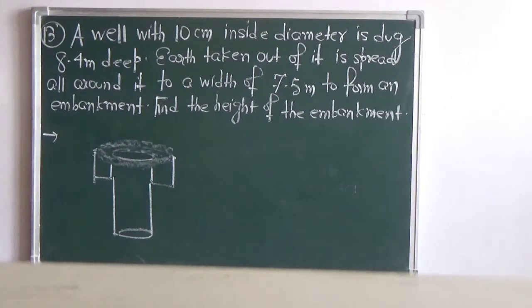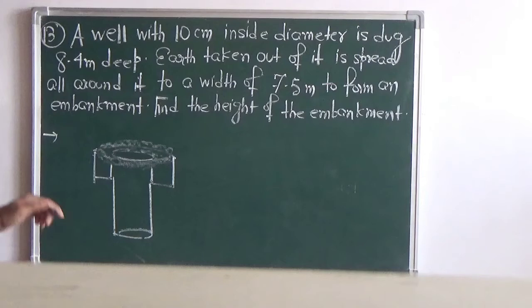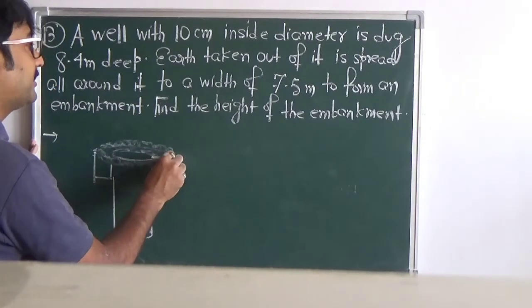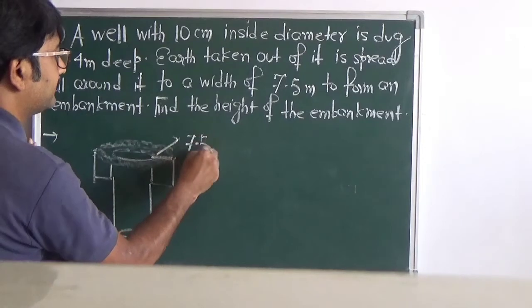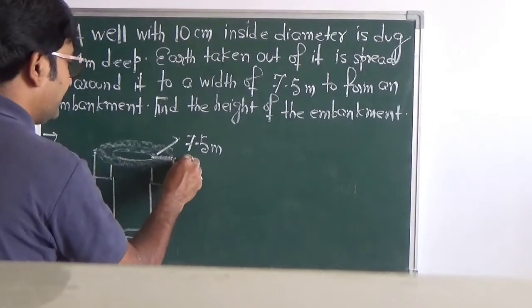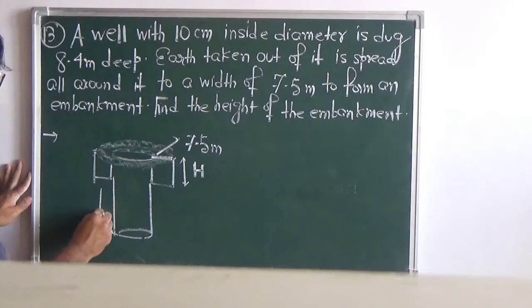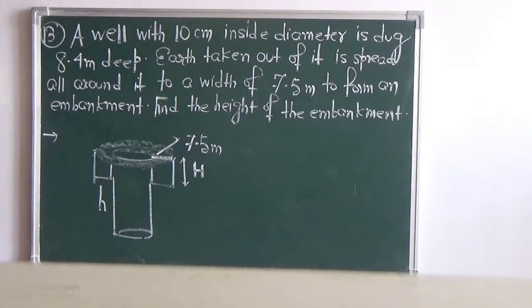According to the question, a well with 10 centimeter inside diameter, this is the diameter, is dug 8.4 meters deep. The depth of the cylinder is 8.4 meter. Now earth taken out of it is spread all around it to form an embankment. The width of the embankment is given as 7.5 meters. You have to find this height. Let us take it as capital H, because we are taking the well's height as small h. So you have to find the height of the embankment. Hopefully now you have understood.